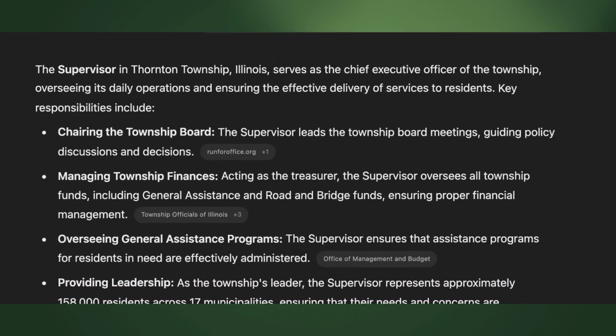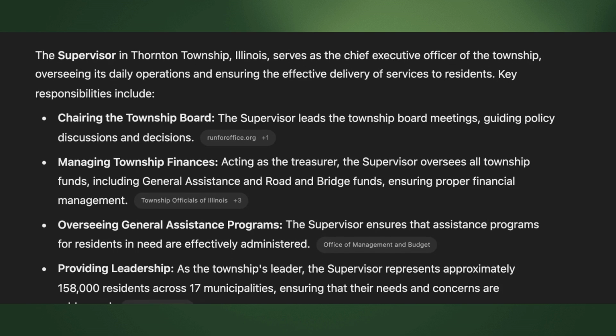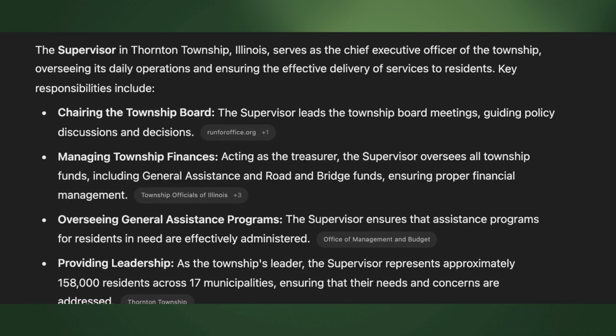All right. So the supervisor of Thornton Township, Illinois, serves as chief executive officer of the township, overseeing its daily operations and ensuring effective delivery of services to residents. The key responsibilities include... So that even sounds like a full-time job to me. That sounds like a full-time job. So how do you do this and be mayor of a town?